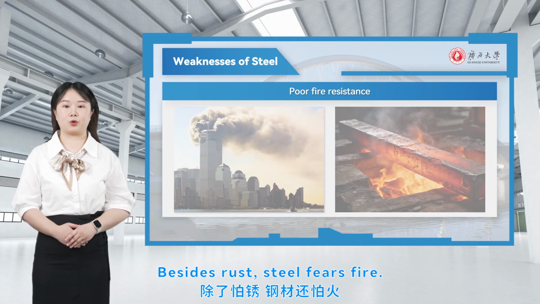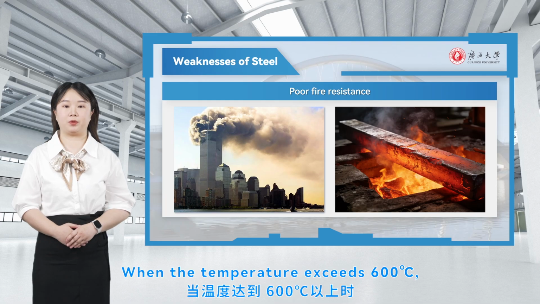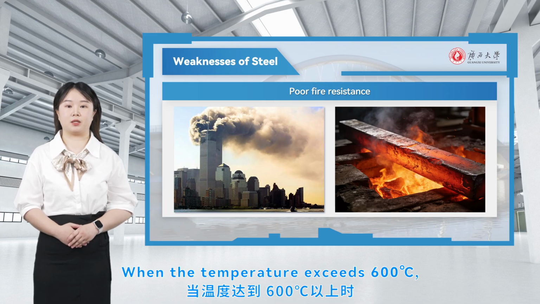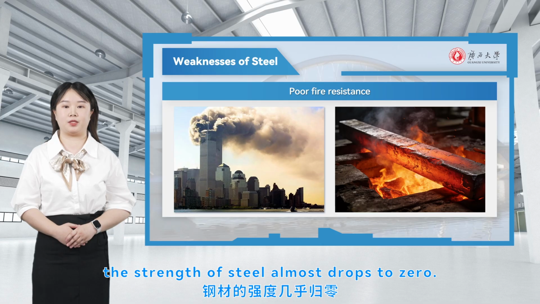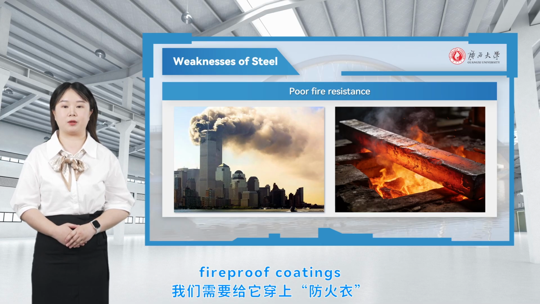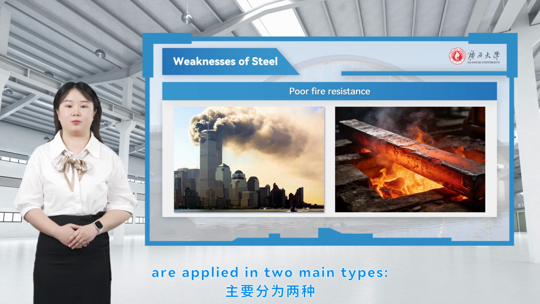Besides rust, steel fears fire. When the temperature exceeds 600 degrees Celsius, the strength of steel almost drops to zero. To prevent this, fireproof coatings are applied in two main types.